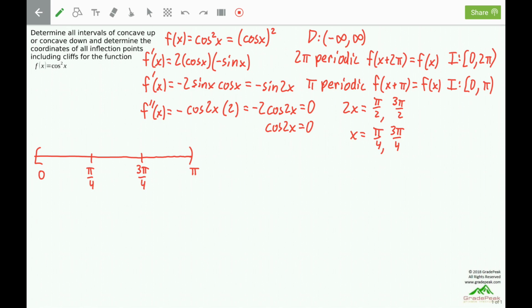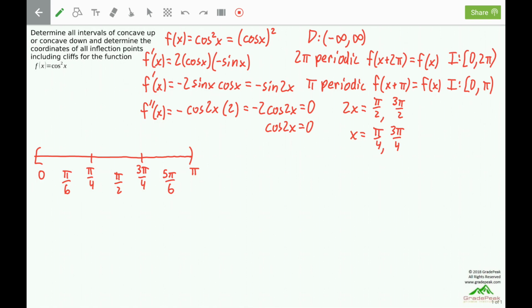We can now pick a test value in each of these intervals. On the unit circle between 0 and pi over 4, there is only one angle in there. It's pi over 6. Between pi over 4, which is in the first quadrant, and 3 pi over 4, which is in the second quadrant, there's 3 different angles we can pick. The easiest would be pi over 2. And then between 3 pi over 4, which is in the second quadrant, to pi, there's only one unit circle angle in there, and it would be 5 pi over 6.